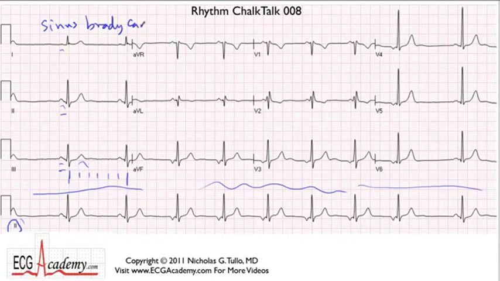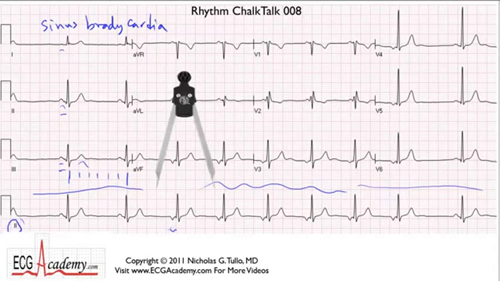Pretty simple, right? But if we go down to our rhythm strip, we can see that at this third beat, something changes. The P wave looks different. It looks upside down. It's an inverted P wave in lead 2. And that makes you think that the P wave is coming from somewhere else in the heart. After all, axis gives you an idea of direction. And if the P wave changes its axis, then usually that means the P wave is coming from a different spot in the atrium.